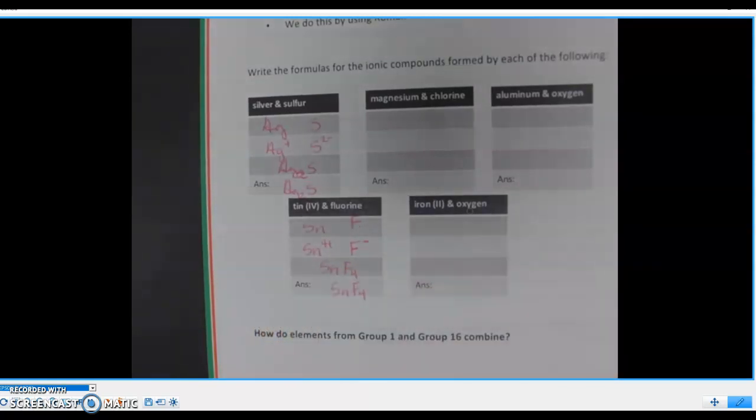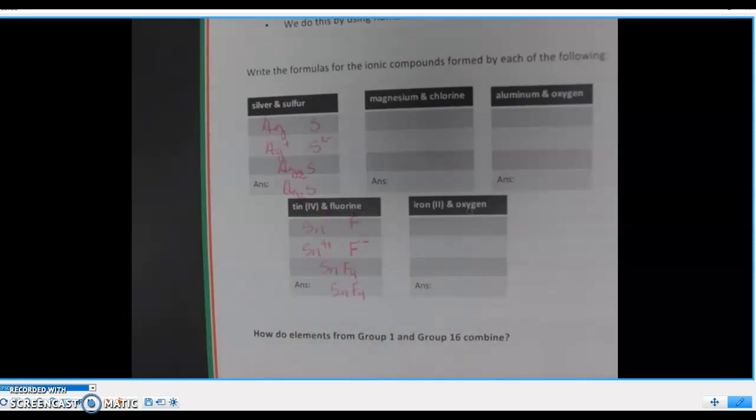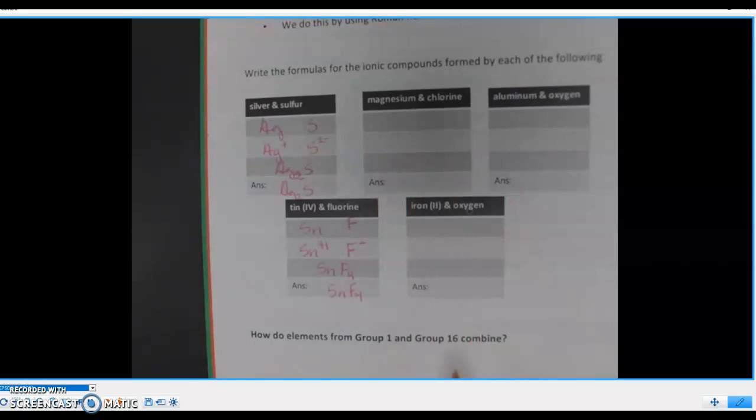Something important I want to point out. When we say the name, it's not just tin fluoride, we have to say the charge. So it would be tin 4 fluoride. But notice there's not 4 tin atoms, okay? So the 4 in the name, tin 4, stands for the charge of that tin atom. So this is the formula for a tin 4 fluoride. Okay, like before, hit pause, finish the rest of these, and then come back and see how you did.